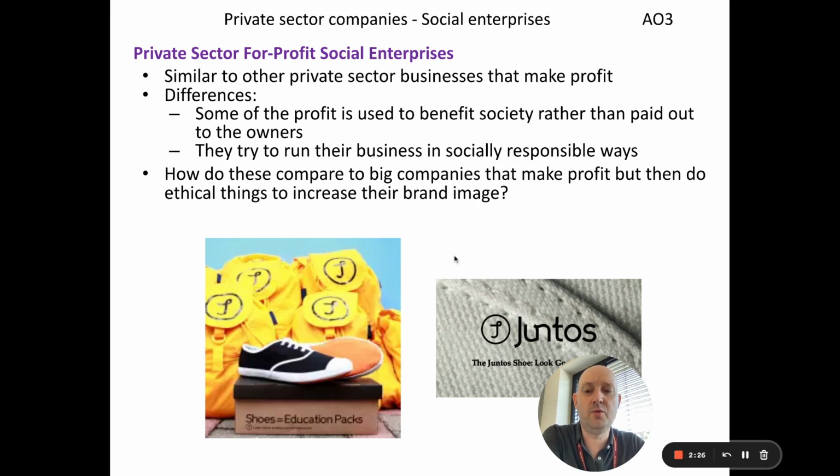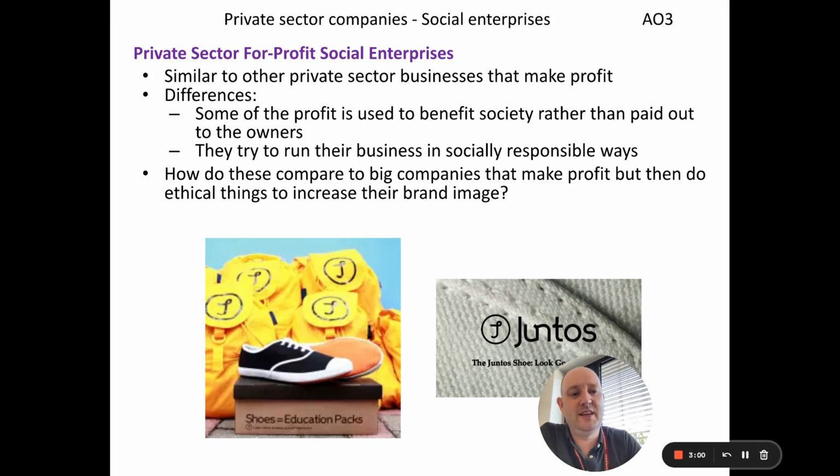Now, an example is down here. This is a company called Juntos. I hope that's a good pronunciation. This is an Ecuadorian company that sell shoes. They're selling shoes and trying to make money from selling shoes, but one of the things that they do is that for every pair of shoes, they will donate a backpack with school supplies to a child somewhere in Ecuador. So again, they're trying to make money, but part of their mission as a business is helping society.